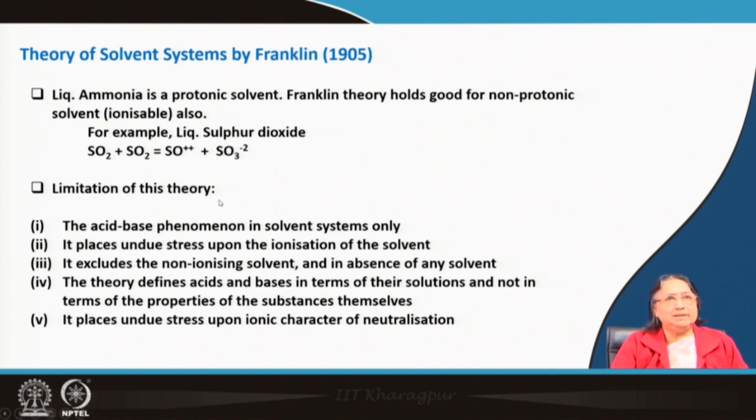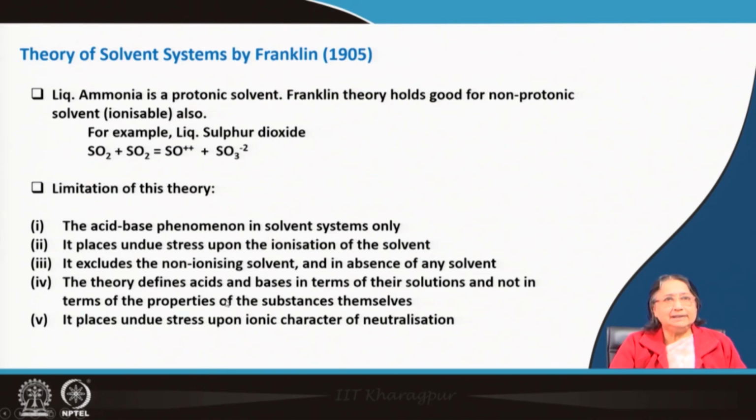The limitation of this theory, the Franklin theory, is that the acid base phenomena in solvent systems only has been explained here, just similar to the Arrhenius concept. So, it places undue stress upon the ionization of solvent, and also it excludes the non-ionizing solvent, and in the absence of any solvent, say for example, in gaseous phase, it could not explain the properties of acids and bases.